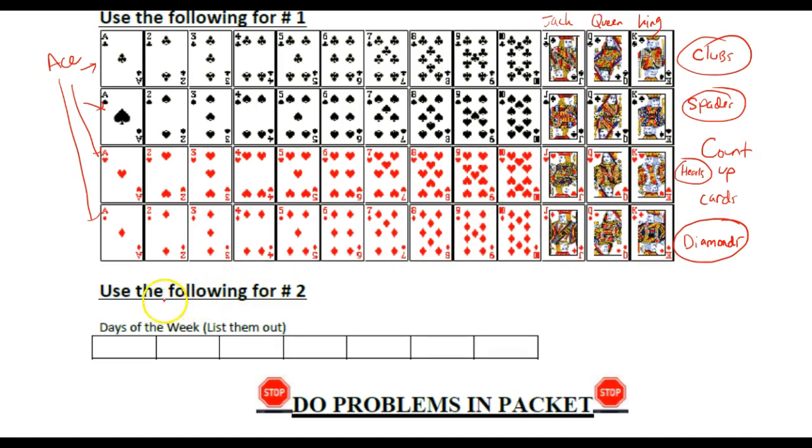And last but not least, for number 2, my hint to you would just be to list the number of days in the week. That'll help you find your probability. Remember, it's going to be your desired result, whatever they want you to find, over the total amount of things that could happen. Just like it says here, do problems in the packet. So you're going to do numbers 1 and 2 right now. Okay, pause here and do that.